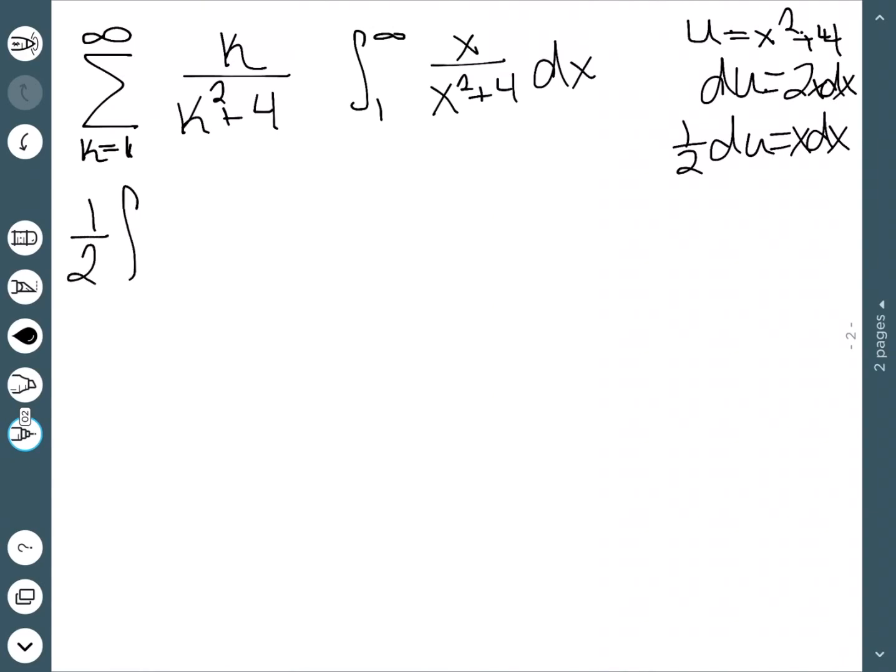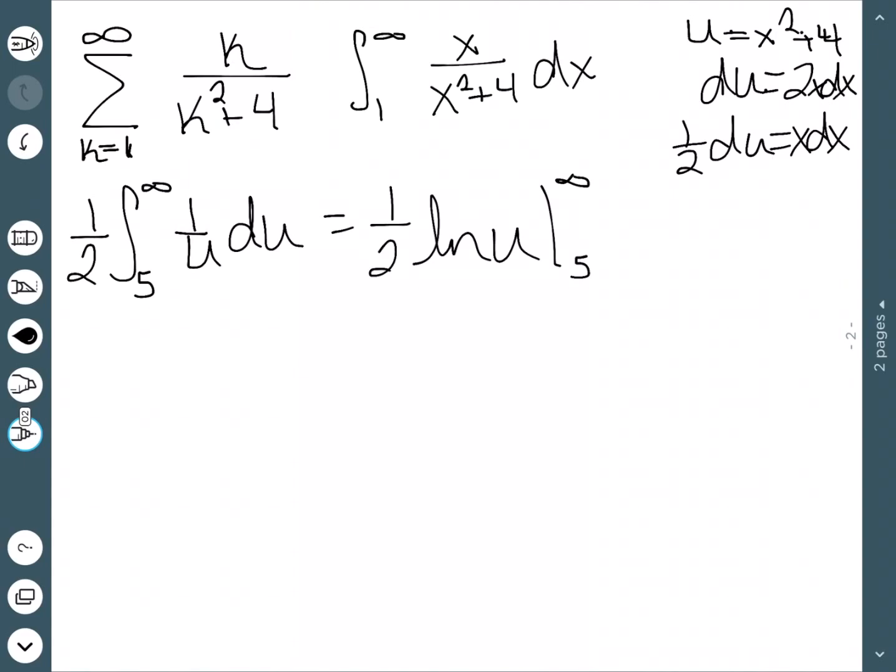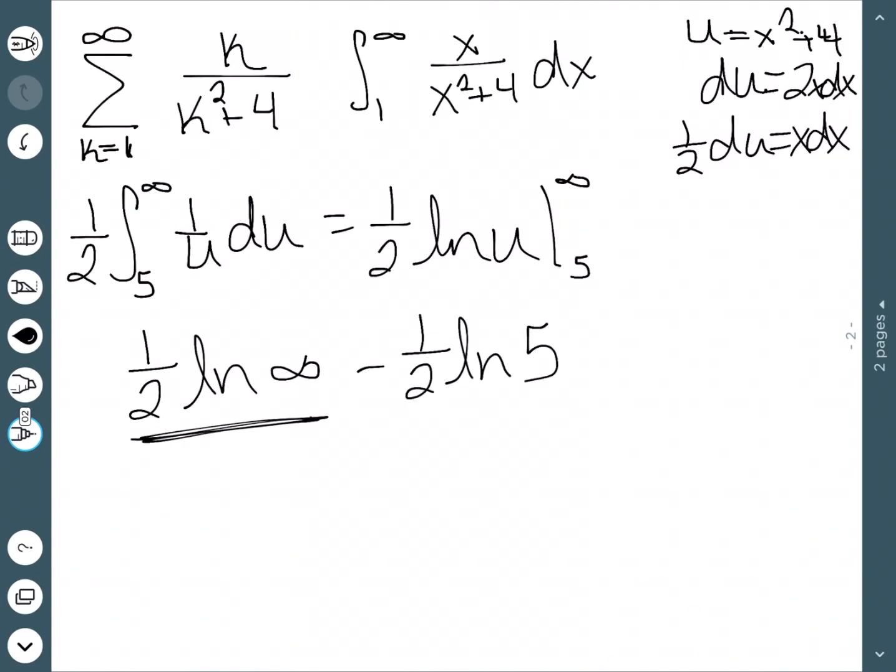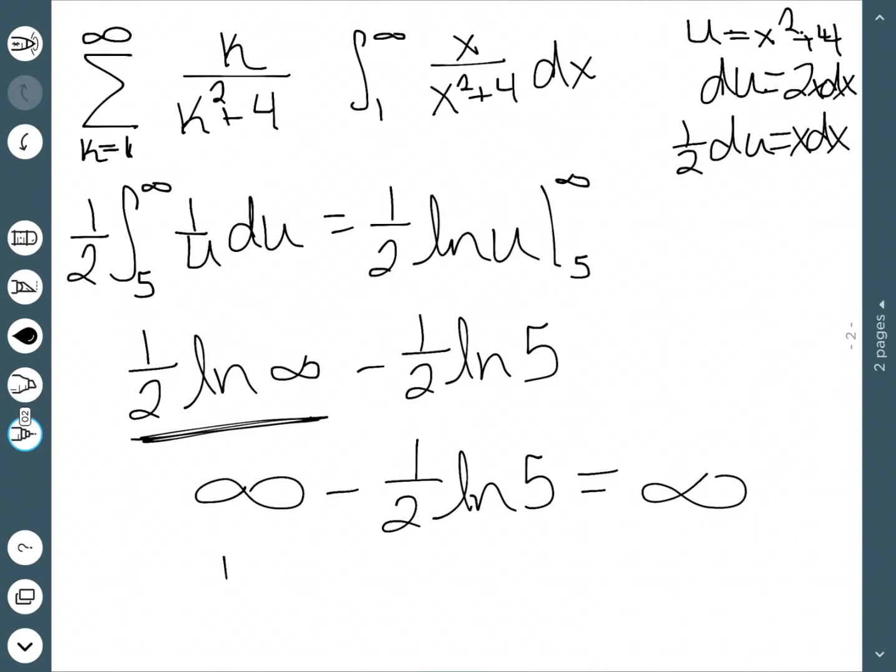When I substitute that in, I'm going to have 1/2 times the integral of 1 over u du. And my bounds, 1 squared plus 4 is 5, and infinity squared plus 4 is still infinity. So this is now 1/2 ln of u between 5 and infinity. So 1/2 ln infinity minus 1/2 ln 5. And keep in mind that this term ln infinity, we're really just taking the limit as x goes to infinity of ln of x, which is infinite. So I get that the integral is infinite, which means my series diverges.